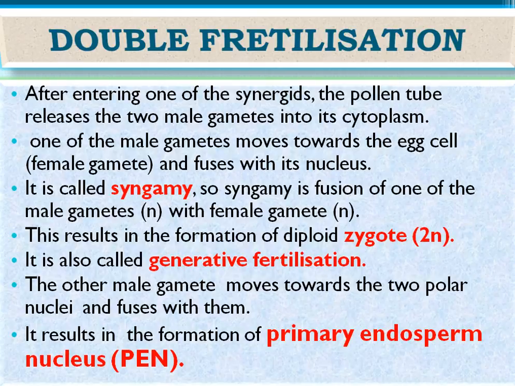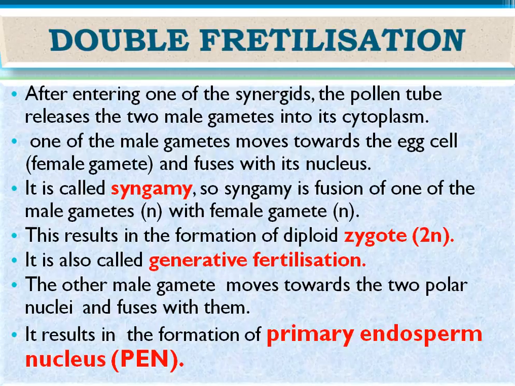After entering one of the synergids, the pollen tube releases two male gametes into its cytoplasm. One of the male gametes moves towards egg cell or female gamete and fuses with its nucleus. It is called syngamy. So syngamy is fusion of one of the male gametes with female gamete. Syngamy results in the formation of diploid zygote. Syngamy is also called generative fertilization.